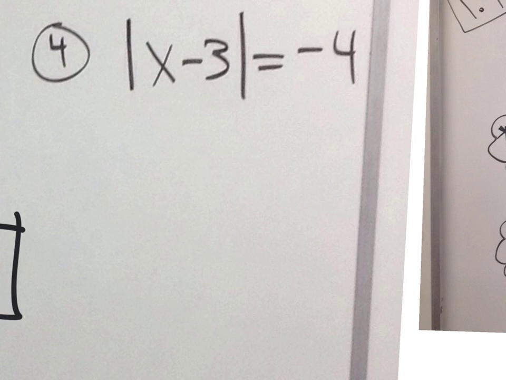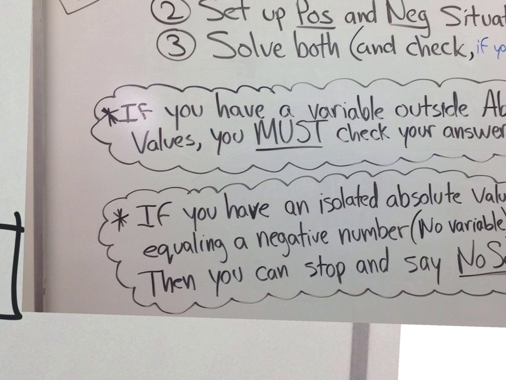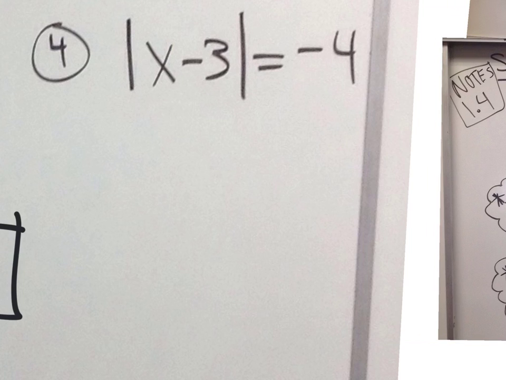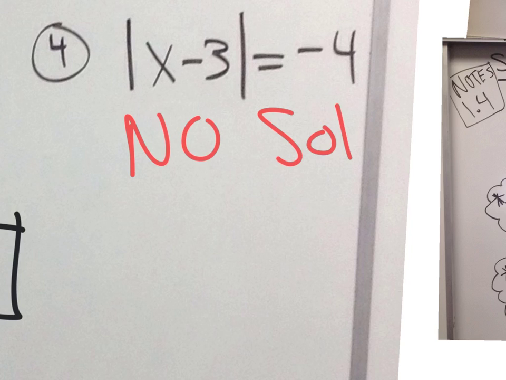Right here we have an absolute value, isolated, equaling a -4. Then you can stop and just say no solution. Now the thing is this, guys, it's impossible for you to take the absolute value of something and have the answer be -4. It's impossible. So right here you could just stop, not even do any work, and just say no solution. Or you could use this symbol, which means no solution. It's like a 0 with a line through it.